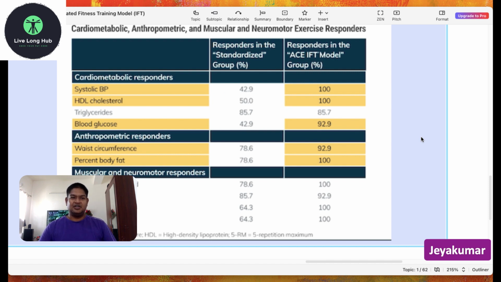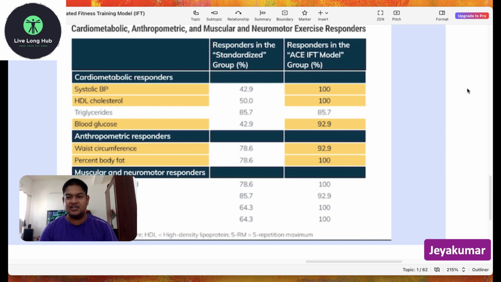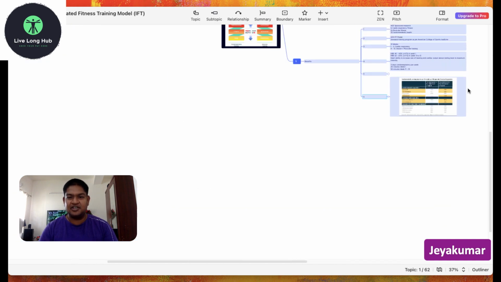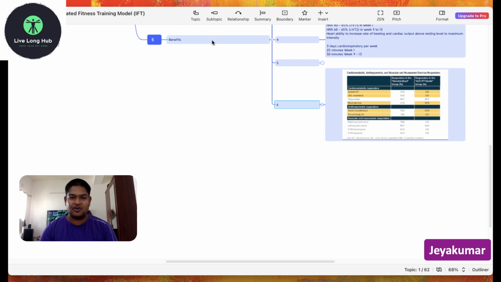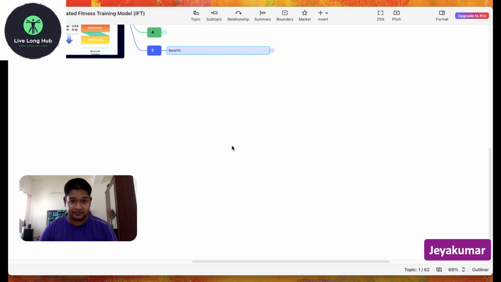So the methodology has to be right. You need to have a combination of cardiorespiratory and then the muscular training. Also, you need to understand where you are in the fitness continuum, and then your training levels have to be accordingly decided.